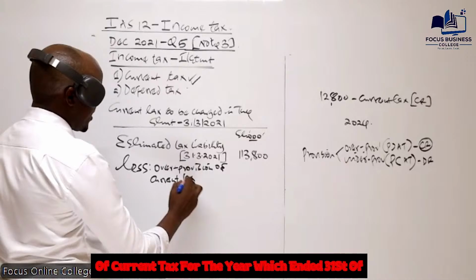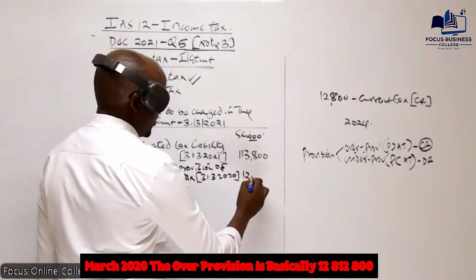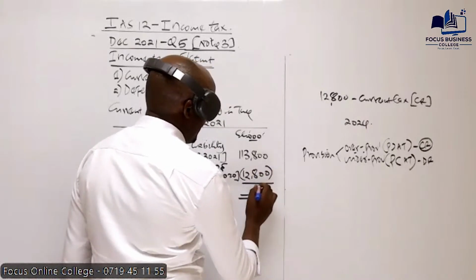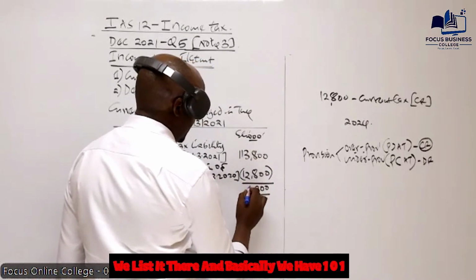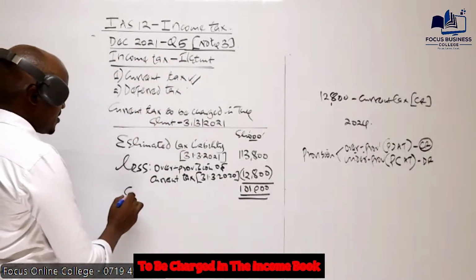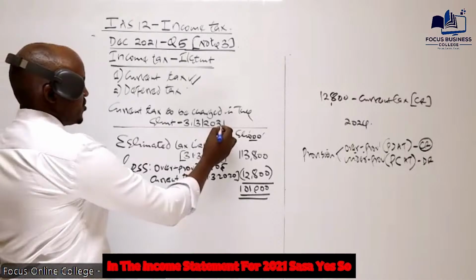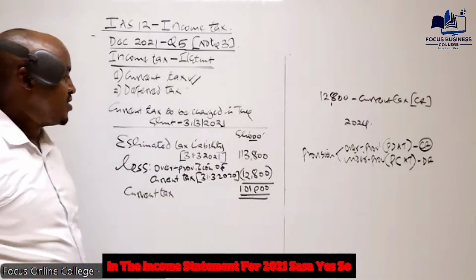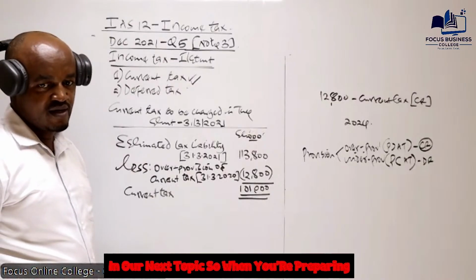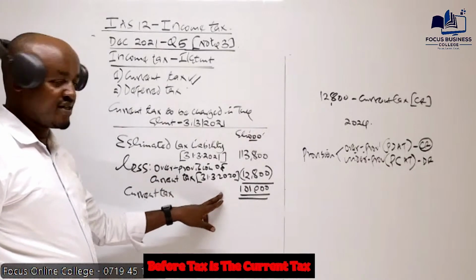For the year which ended 31st of March 2020, the over provision is basically 12,800. We less it there, and basically we have 101. So this is now the amount of current tax to be charged in the income statement for 2021. Actually, we are going to do that question in our next topic. When preparing the income statement, once you get the profit before tax, one of the items you deduct from that profit before tax is the current tax.